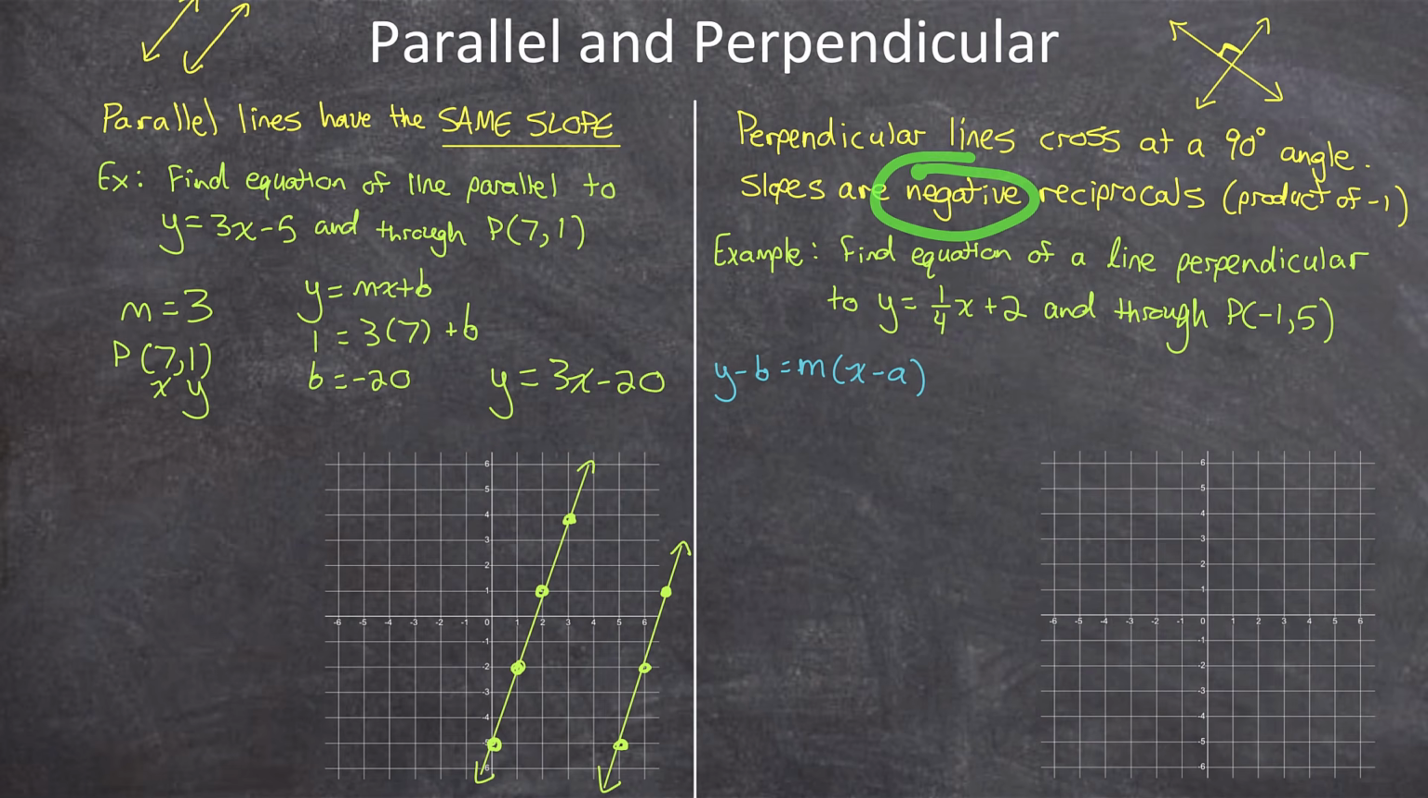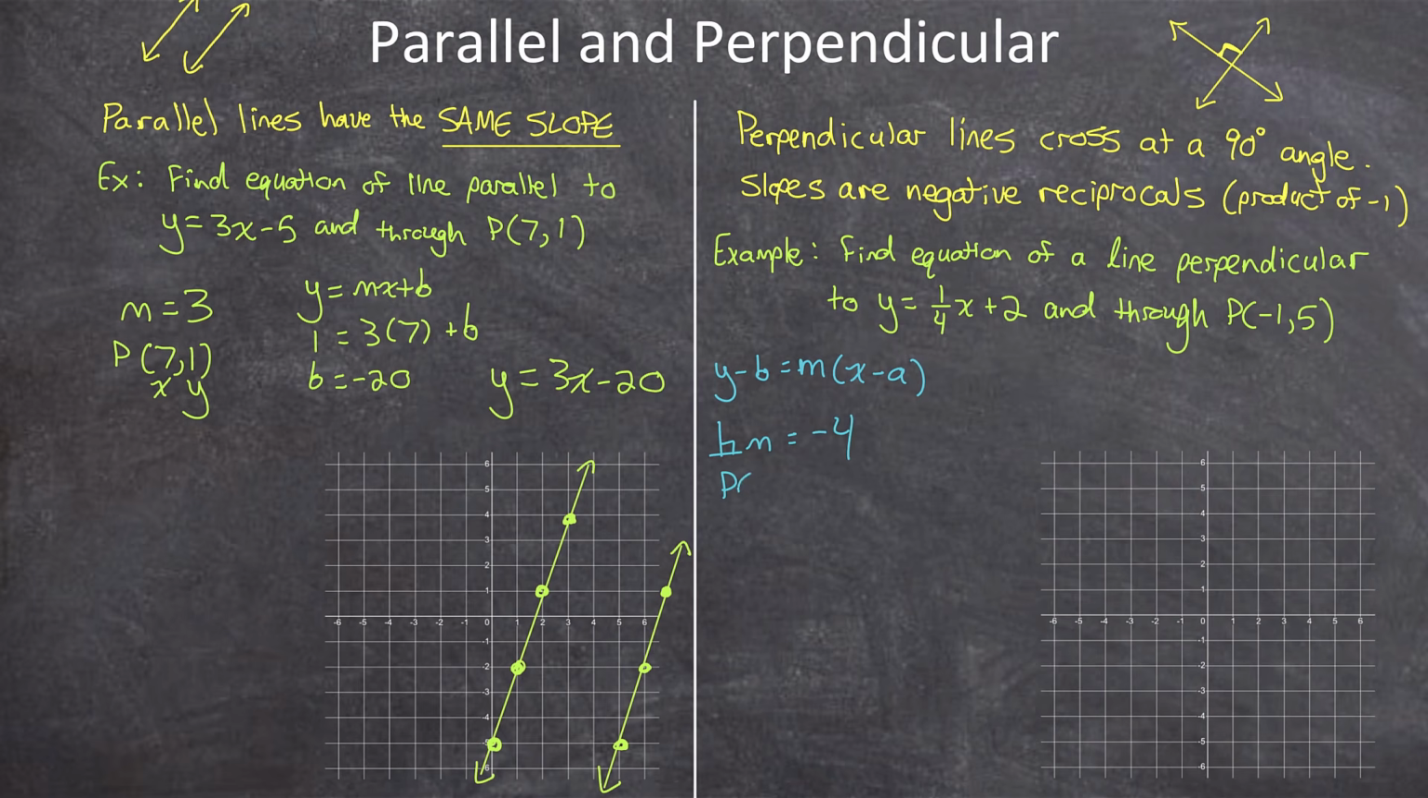Negative means multiply it by negative 1, so change its sign. And reciprocal means do 1 over the value, which means flip the fraction. So 1 over 4, I have to flip the fraction to make it 4 over 1. And I have to multiply it by negative 1, so it becomes negative 4 over 1, which is just negative 4. So my perpendicular slope would be negative 4.